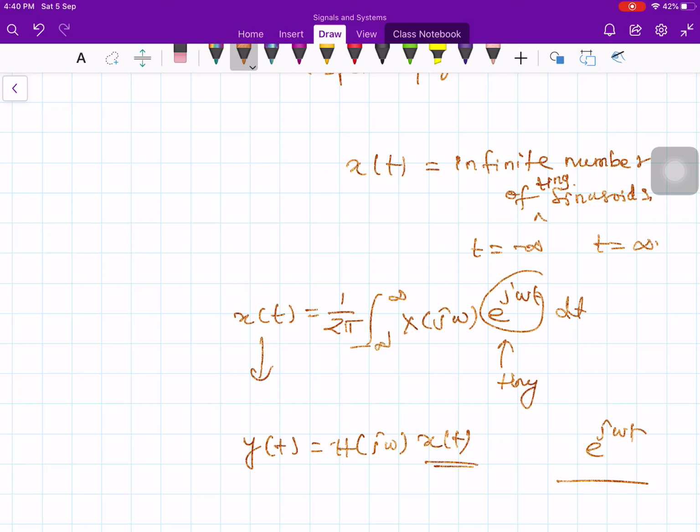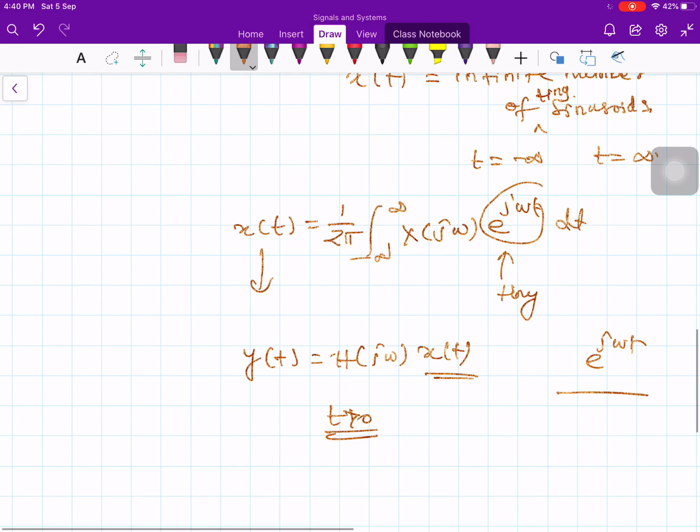produced at t equals minus infinity, at that time where excitation starts, all the sinusoids start from t equals minus infinity, and all these natural responses will decay to a negligible portion by the time t equals 0 arrives. This is the period in which we are interested, t equals 0 to t greater than 0. So, we are interested in finding out the behavior of the network from t equals 0 onwards. We do not bother what happens before t equals 0.